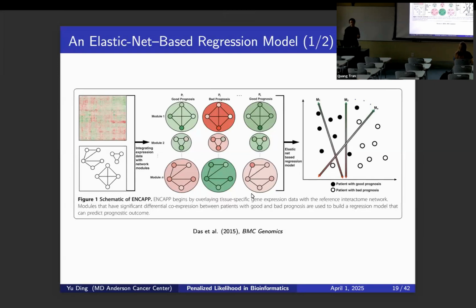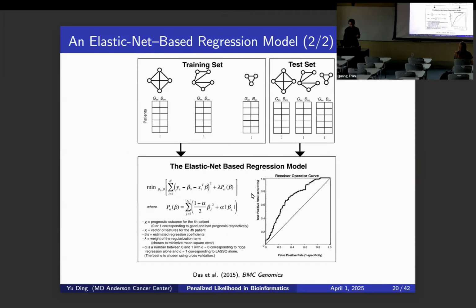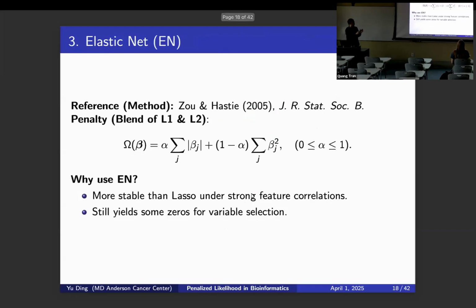Maybe I will skip the example, because we've already introduced lasso and ridge in detail. So I think elastic net is basically the combination. We can see alpha here, taken from 0 to 1, which controls the effect coming from these two penalties.